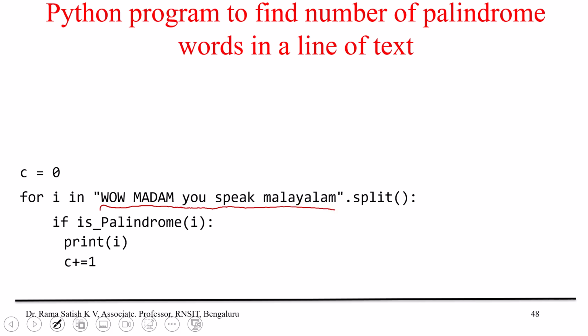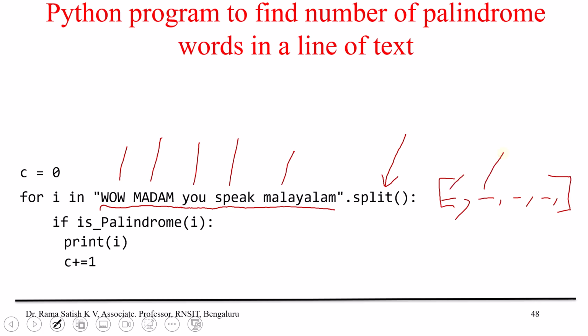I split this using the split function, dot split. When I split this, each word becomes an item in a list. Wow becomes an item, madam becomes an item, you becomes an item, speak becomes an item, Malayalam becomes an item, each an element of the list.